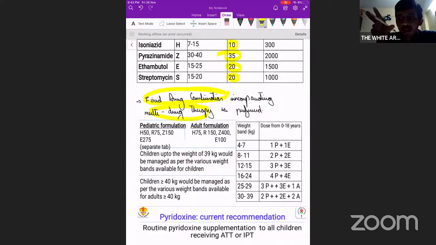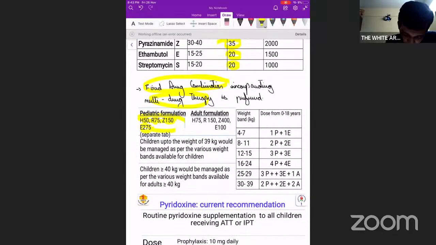Each pediatric formulation that we get will have the 3 drugs that are needed, with a separate ethambutol. One pediatric formulation will have 50 mg of isoniazid, 75 mg of rifampicin, 150 mg of pyrazinamide, and 275 mg of ethambutol. HRZ comes as one tablet, ethambutol comes as a separate tablet. Based on different weight bands, if the child belongs to 4 to 7 kg, we give one pediatric formulation with one ethambutol. 8 to 11 kg, 2 pediatric formulations with 2 ethambutol. 12 to 15, 3. 16 to 24 is 4.